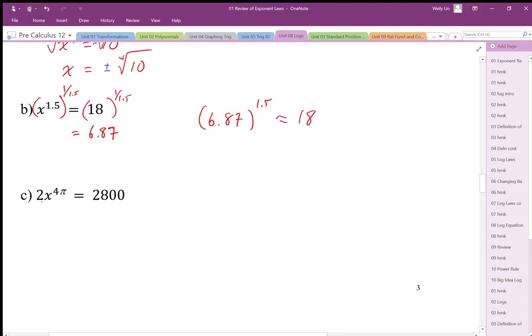This one here, we need to undo a times 2, a power 4 pi. So I'm going to first of all get rid of the times 2. And then I'm going to try to undo this power, 4 pi, with a root. I'm going to undo it with a root 4 pi. Okay, so I'm just going to write that a little bit nicer. 4 pi root.